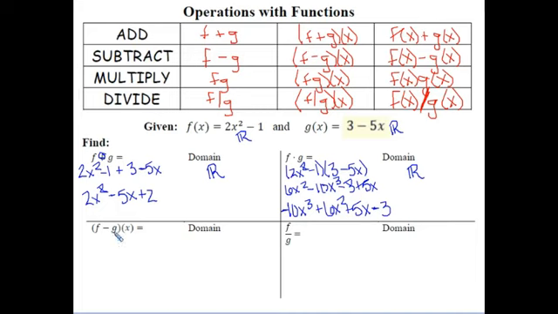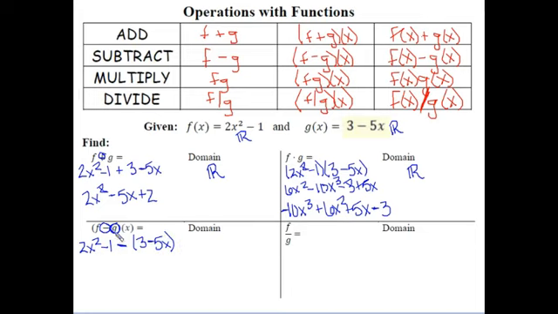Alright, so this one looks a little bit different than the two previous ones, but notice how it involves subtraction. So we're going to take the f equation and subtract the g equation. Our f equation was 2x squared minus 1, but this is where we have to be tricky because we're subtracting the entire g equation. So we need to subtract all of 3 minus 5x.